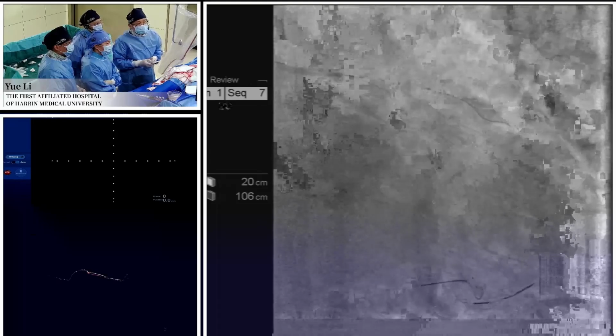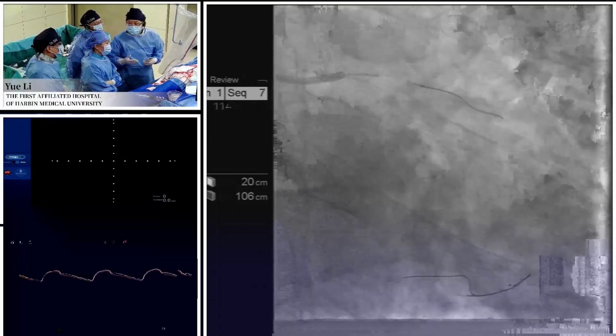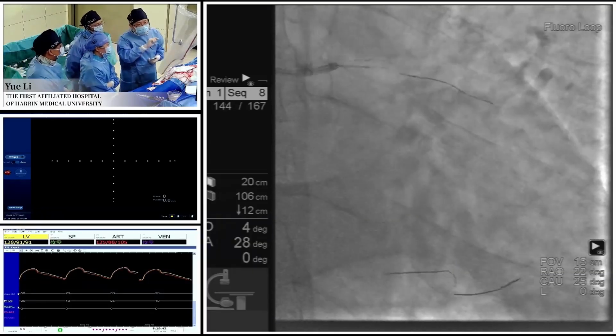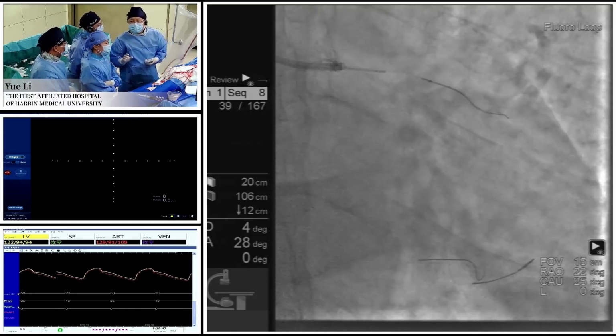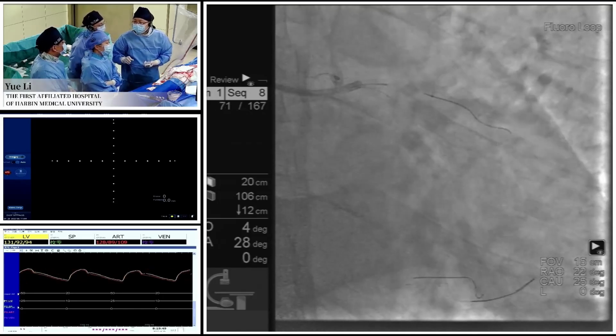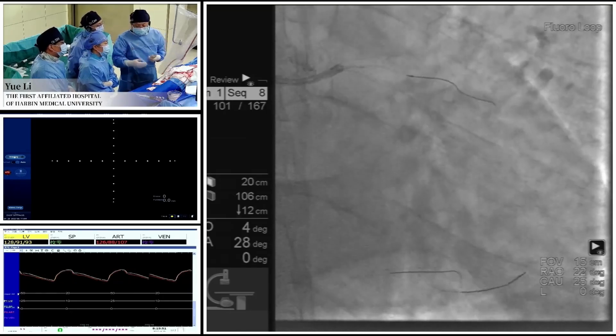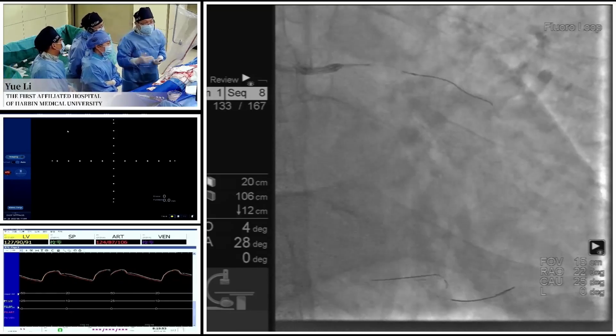We use IVUS to check the ostium of the LAD, but just like we said, the IVUS catheter couldn't be advanced to the optimal place, so the transducer couldn't see the real ostium of the LAD.